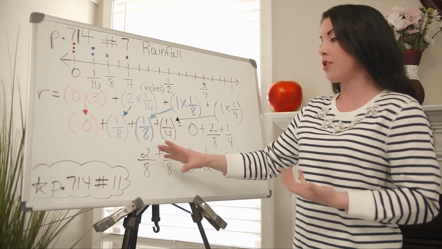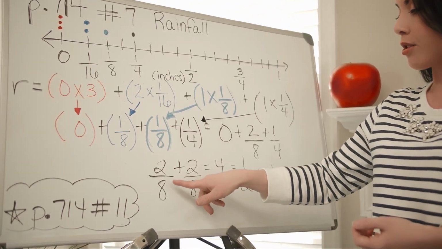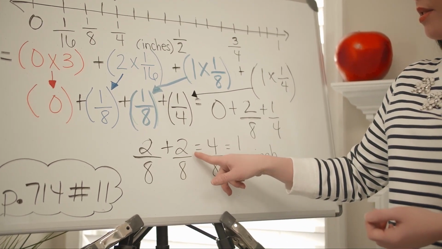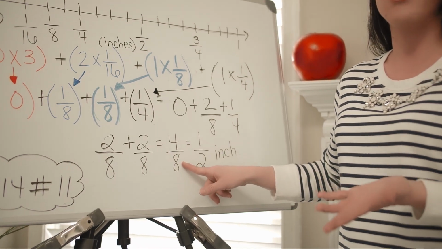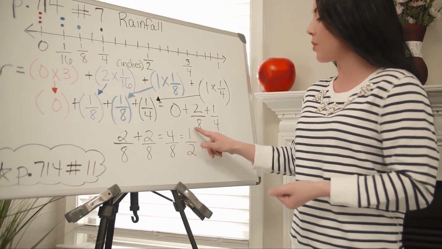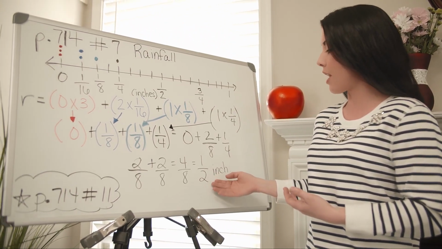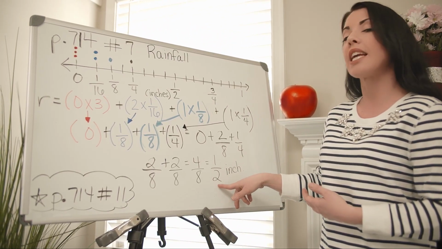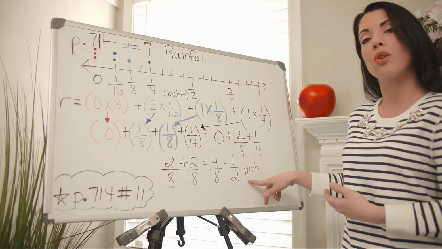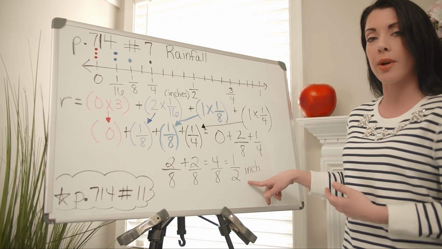So from here, I just have to add those like terms together. 2/8 plus 2/8 is 4/8. And I know that I have to simplify 4/8 to equal 1/2. So my answer to this question on number 7, on page 714, it is 1/2 of an inch. Don't forget to label. Labeling is important.